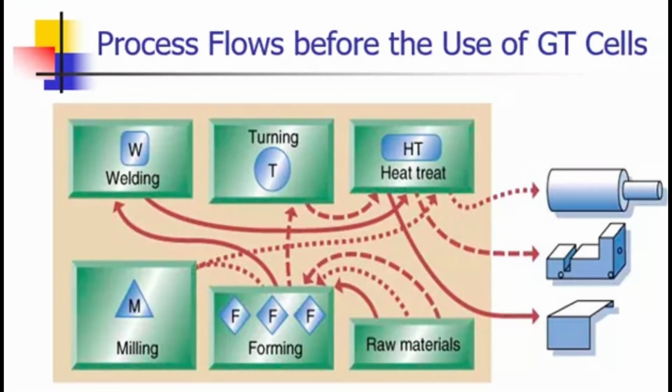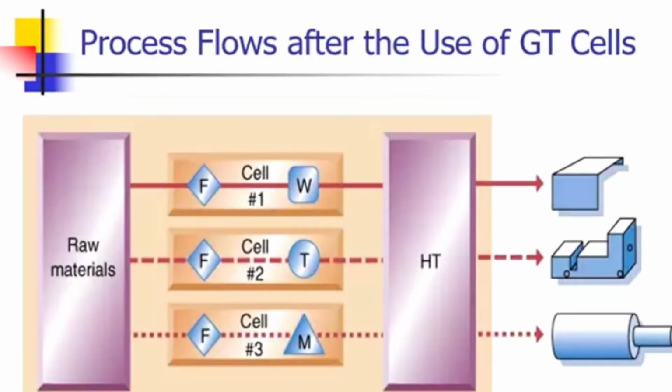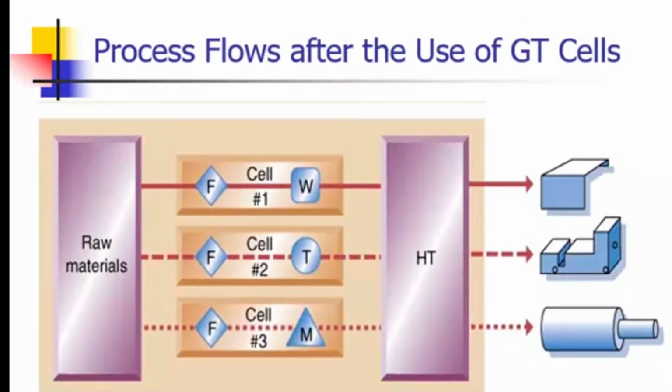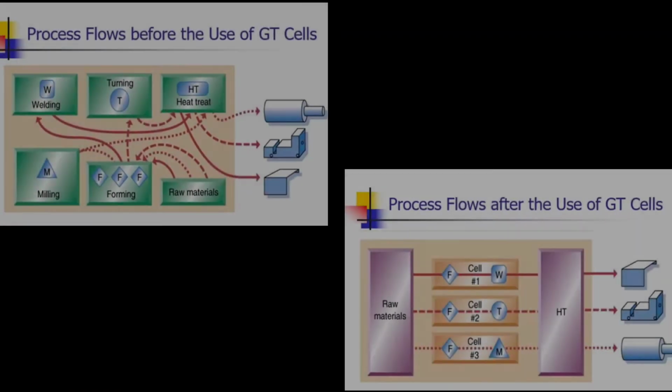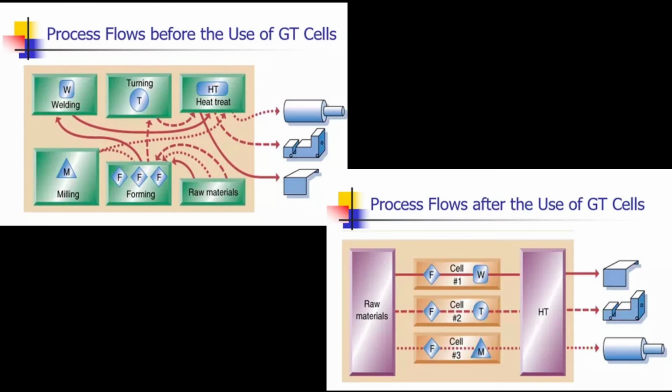This is the process flows before the use of GT cells and the process flows after the use of GT cells. To better understand, here are the two images of GT cells before and after. Let's proceed to fixed position layout.